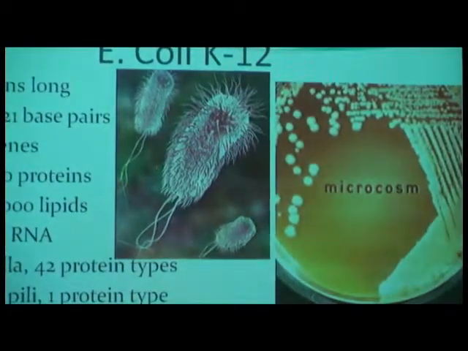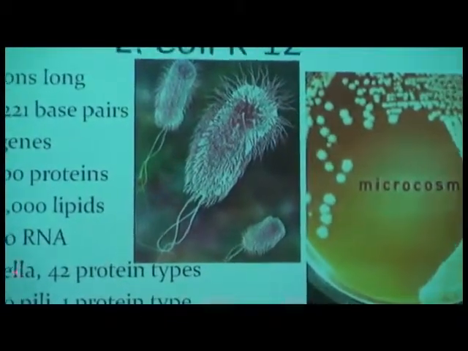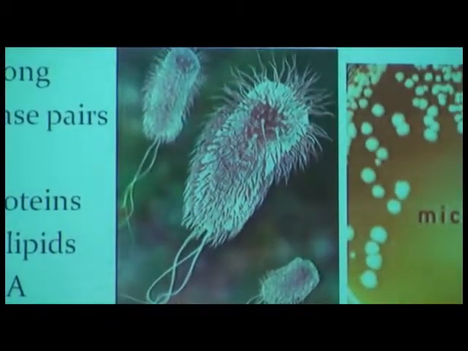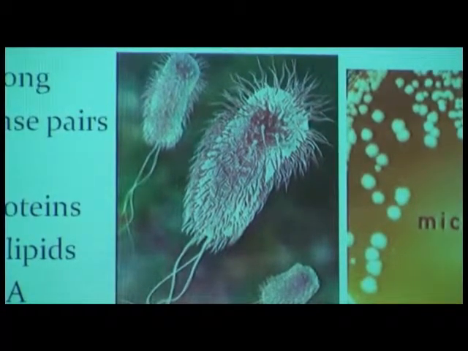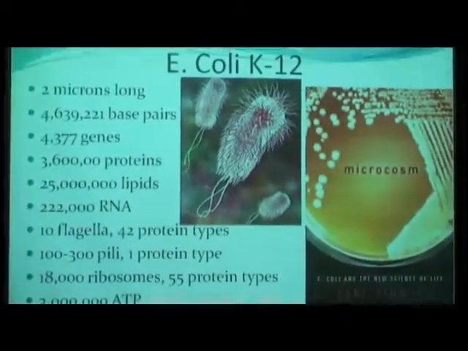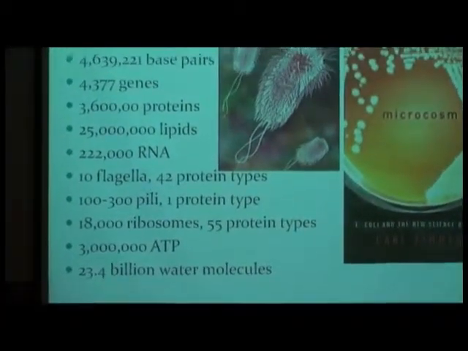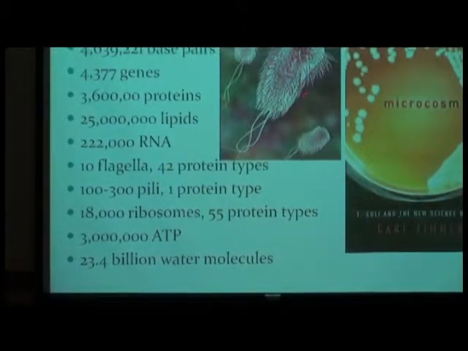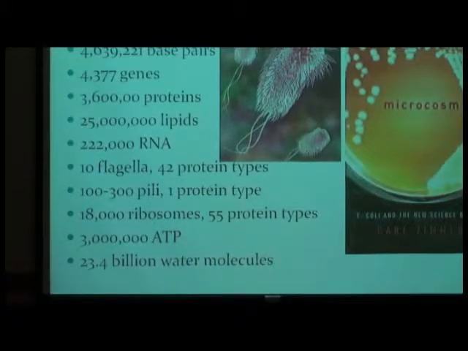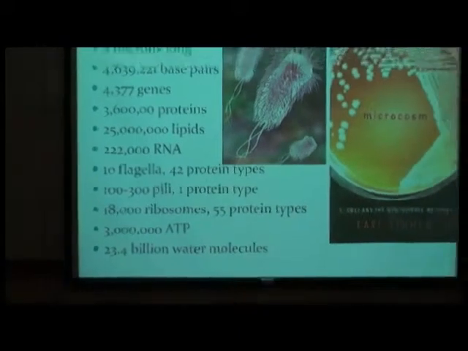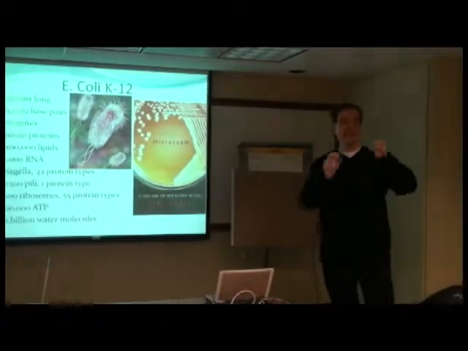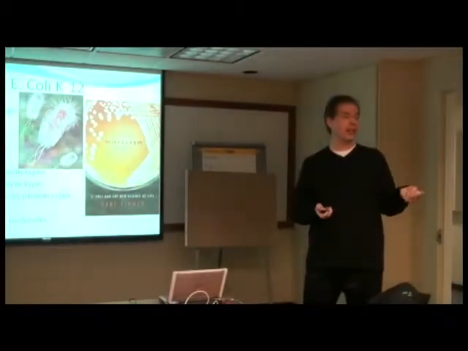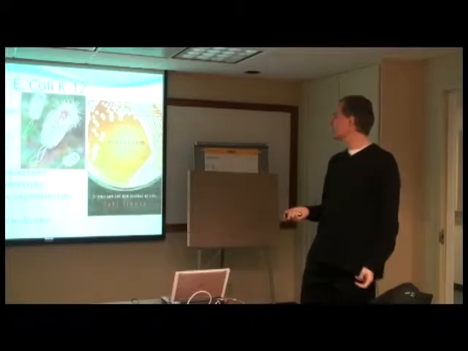This little guy is only 2 microns long. There are 3 million proteins, but only about 4,000 different kinds, and 25 million lipids. They have 10 flagella, these little things that allow them to swim, and about 100 to 300 little pili, which help them in their sexual activities. You've got about 18,000 ribosomes built out of 55 protein types, about 3 million ATPs, and about 23 billion water molecules. We're almost to the point where we know every single bit of what's in these little bags, and yet their behavior is quite rich and intricate.